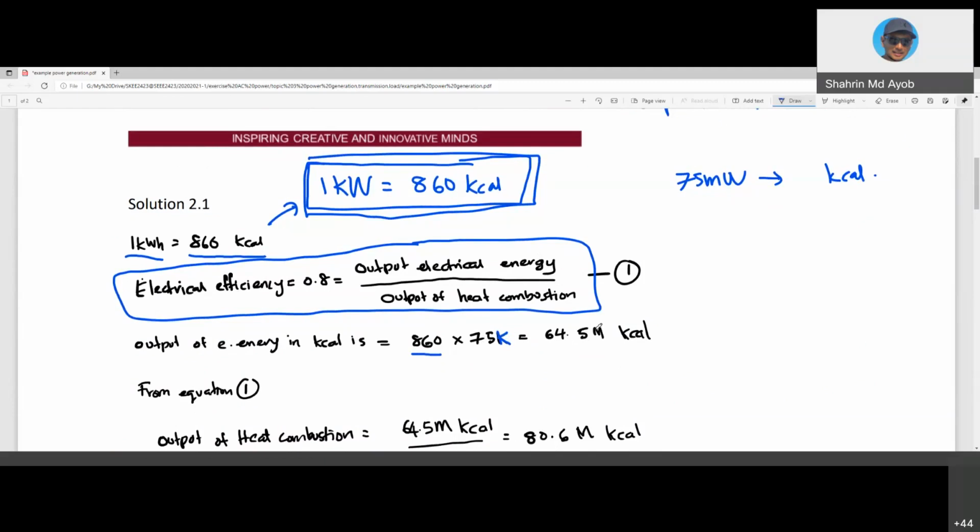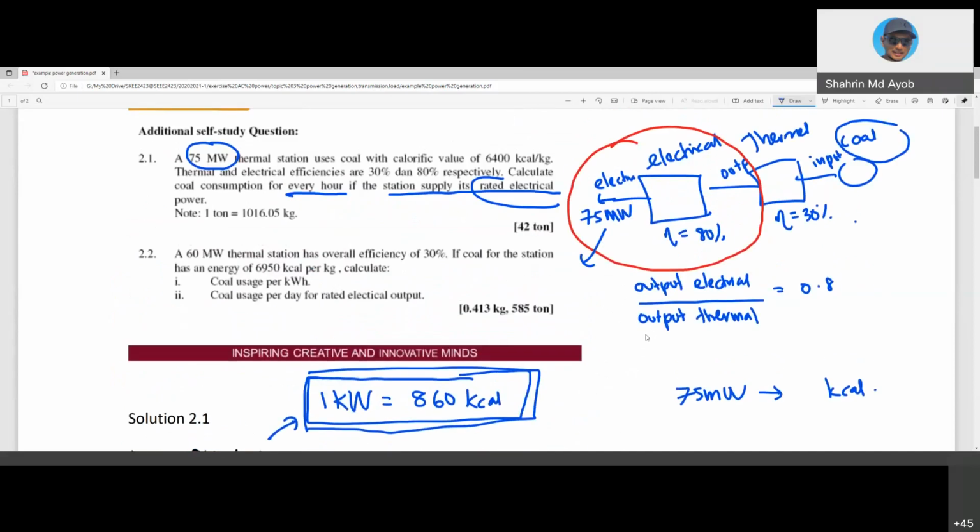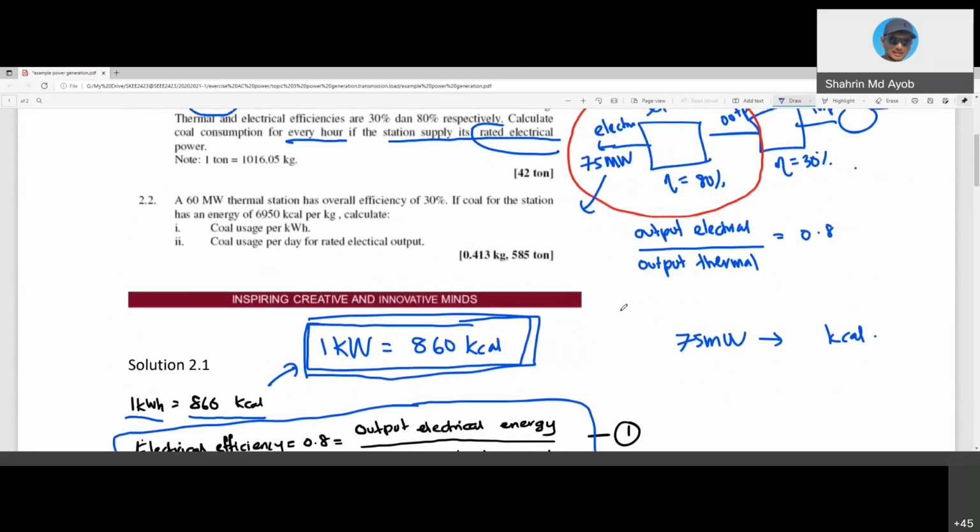Okay, so this is actually the output power, the output electrical power, but in unit of calorie. Okay, so this one is equal to how many that you have calculated? 64.5 mega calorie. Okay, so this is the output. This is in electrical energy. So we converted into calorie, so equals to 64.5 mega calorie.